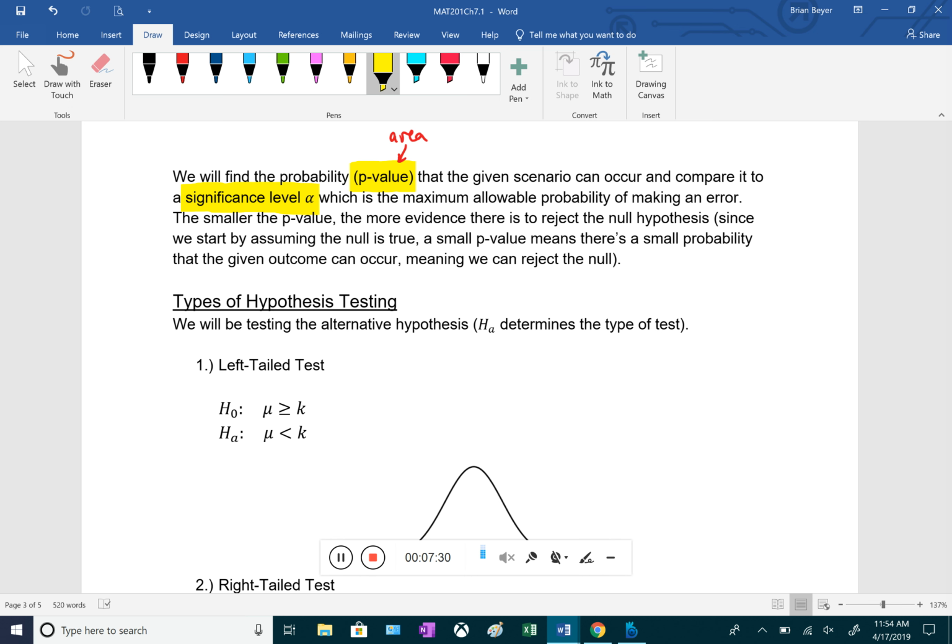So this means that the smaller the p-value, the more evidence there is to reject the null hypothesis. This is because we start by assuming the null hypothesis is true. A small p-value means there's a small probability that the given outcome in the question can occur, meaning we can reject the null. It would be saying that there is a small probability of the null happening, meaning we can reject it. So the smaller the p-value in general, the more evidence there is to reject the null.